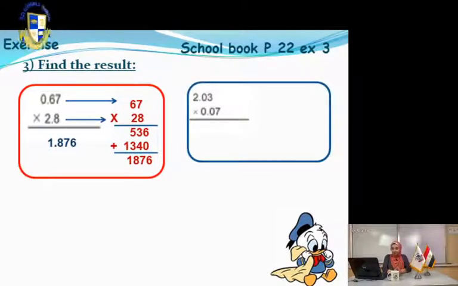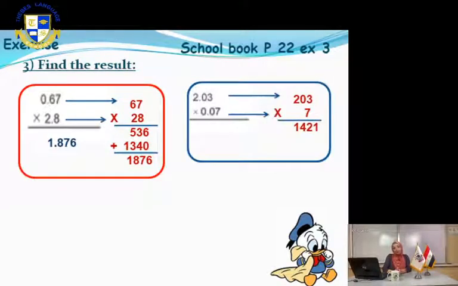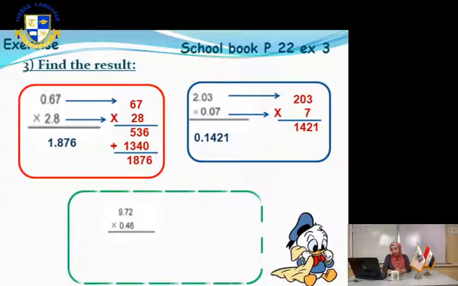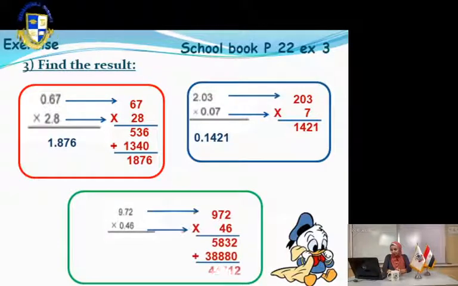Again, the same steps, and the final answer will be 0.1421. The last one is 9.72 multiply 0.46, and the final answer will be 4.4712. And now we have finished our lesson today, and thank you for listening to me.